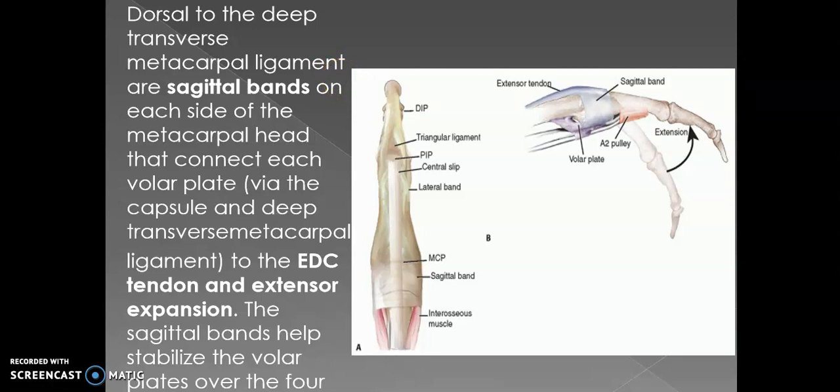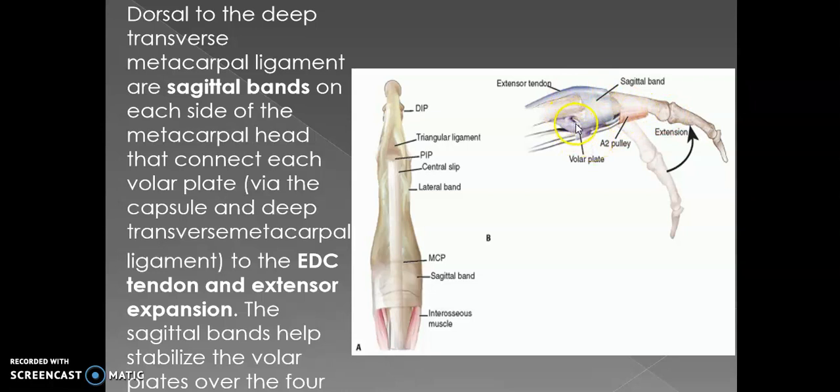Dorsal to the deep transverse metacarpal ligament are sagittal bands on each side of the metacarpal head. So here you can see this is the dorsal aspect, posterior aspect, or dorsum of the hand. So you can see the long, very strong tendon. This is the extensor digitorum communis extensor tendon. This is a sagittal view, side view. Here you can see this is MCP.